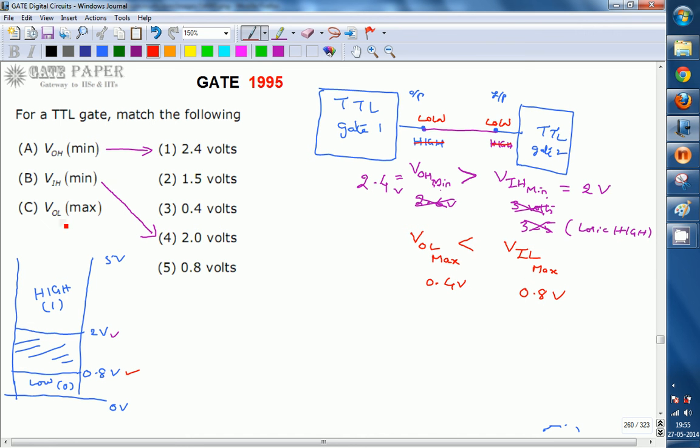So here it was given as VOL maximum, 0.4 volts, and that is related to the third one. Next, if it is given as option D, where it is indicated as VIL maximum, it will be connected to 0.8. So A is matched with 1, B is matched with 4, C is matched with 3, and D, VIL maximum, is matched with 5. So this is the answer.